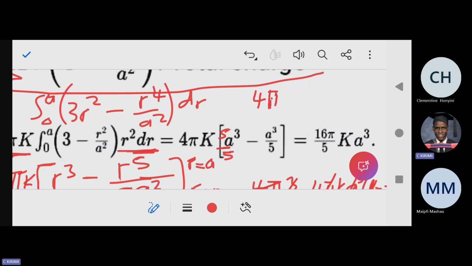It's 4 pi k multiplied by 4a cubed, which is inside the bracket, 5a cubed minus a cubed, 4a cubed over 5. So if you multiply 4 by 4, you get 16 pi k a cubed over 5. Then you equate this one with the q that you are having, isn't it?